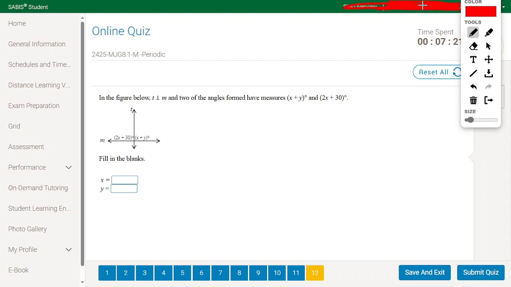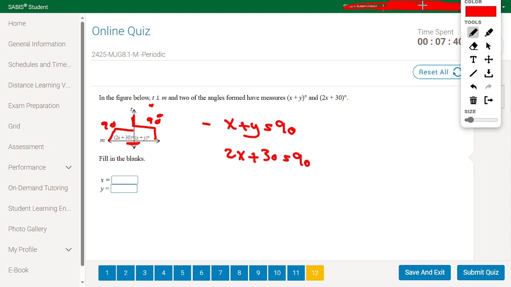In the figure below, line T is perpendicular to line M, so the angles will be 90 degrees. So x plus y equal to 90, and I have 2x plus 30 equal to 90. Here I have two variables, and here one variable, so we'll take this one to get x. Then once we get x, we substitute here to get y.